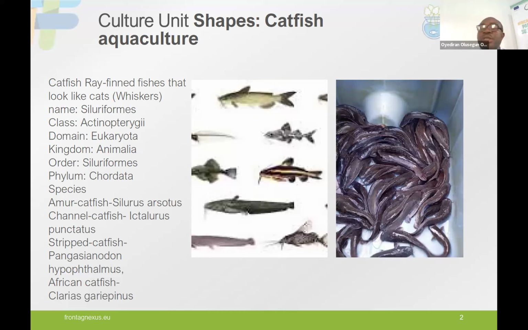Biologically, catfishes are ray-finned fishes. They look like cats, and so they are called catfish. And then we can see the biology of the species. I have a number of information here. There are a number of species of catfishes all over the world. For instance, we have the armor catfish, Silurus asotus. We have channel catfish, Ictalurus punctatus. We have striped catfish, Pangasianodon hypophthalmus. And then we have the African catfish, Clarias gariepinus. The picture on the right side is a harvest of catfish that we just had from our aquaponics system.